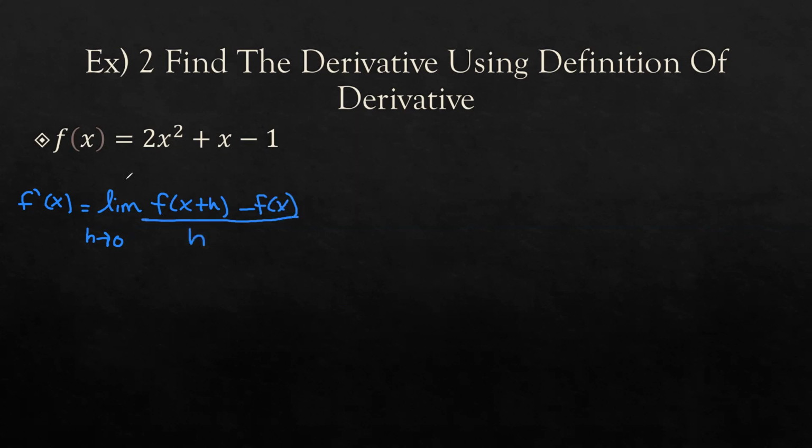So what do we have? We already have f of x, right? But we don't have f of x plus h. So let's find that out. Really all you've got to do is wherever you see an x, you just replace it with x plus h. So it's 2 times (x plus h) squared plus (x plus h) minus 1.